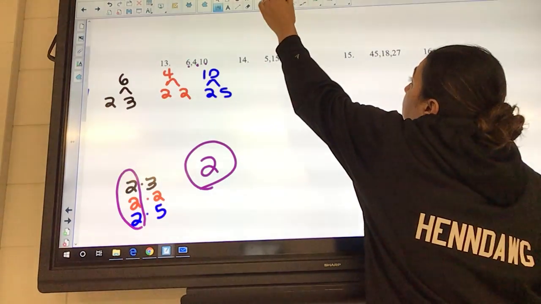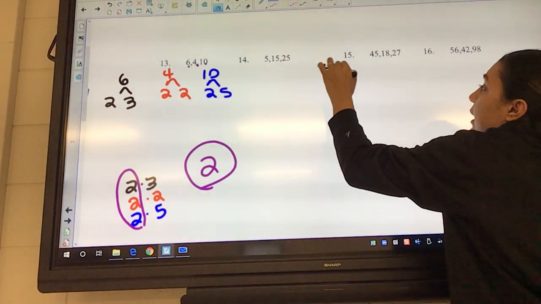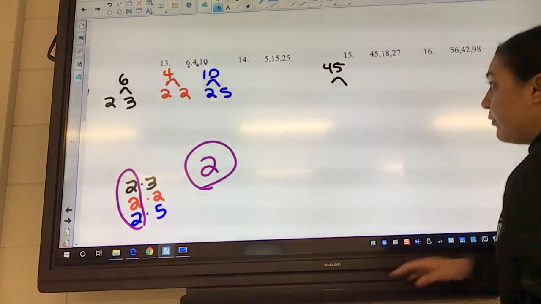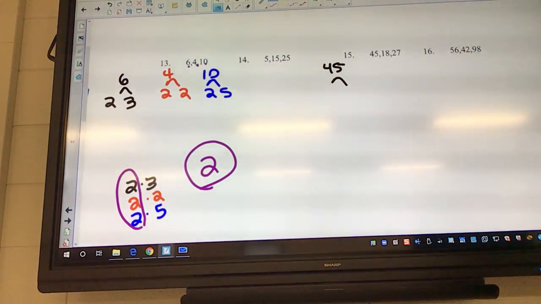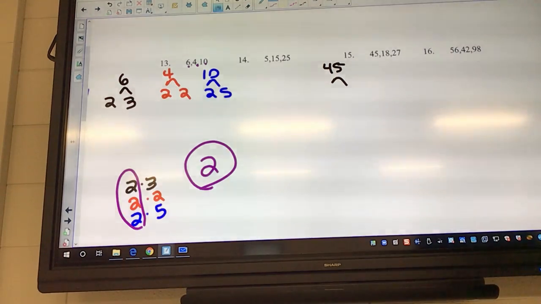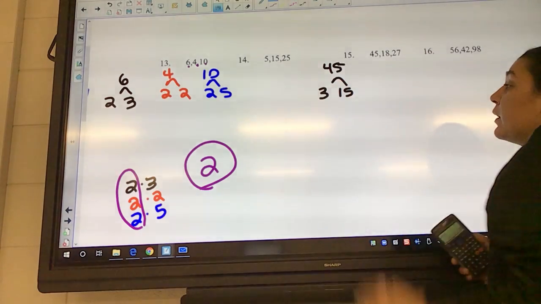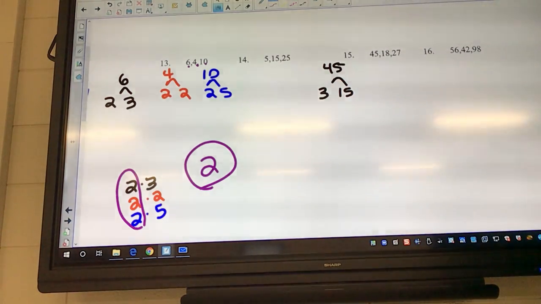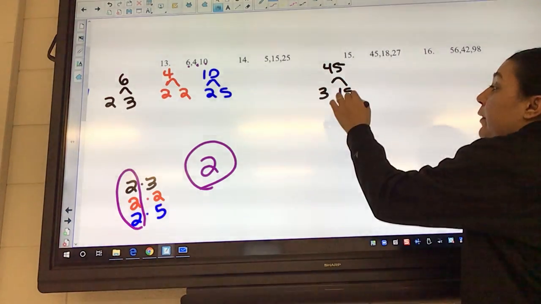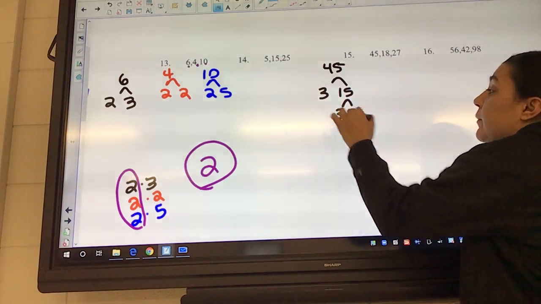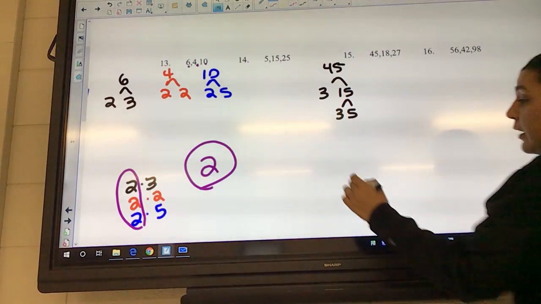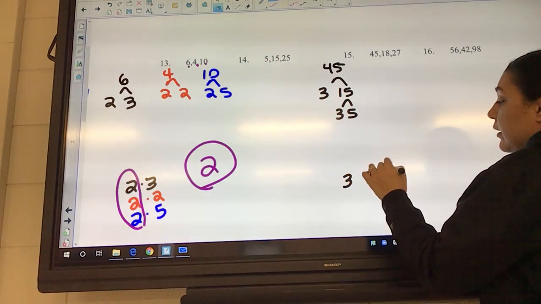Okay, 15, we're going to look at the numbers. So I got 45. Does 2 go into 45? No. What about 3? 45 divided by 3 does work, it's 3 and 15. What about 15? Well, 2 doesn't go into it, but 3 does, 3 and 5. And so we can write this one down, 3, 3, 5.